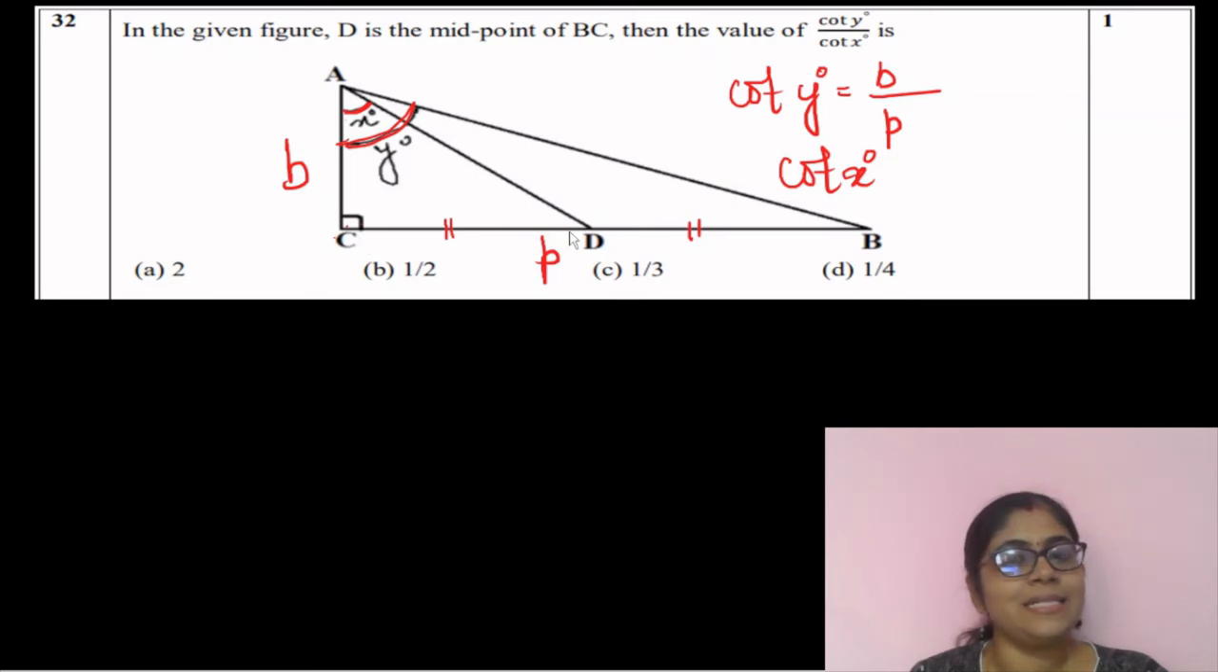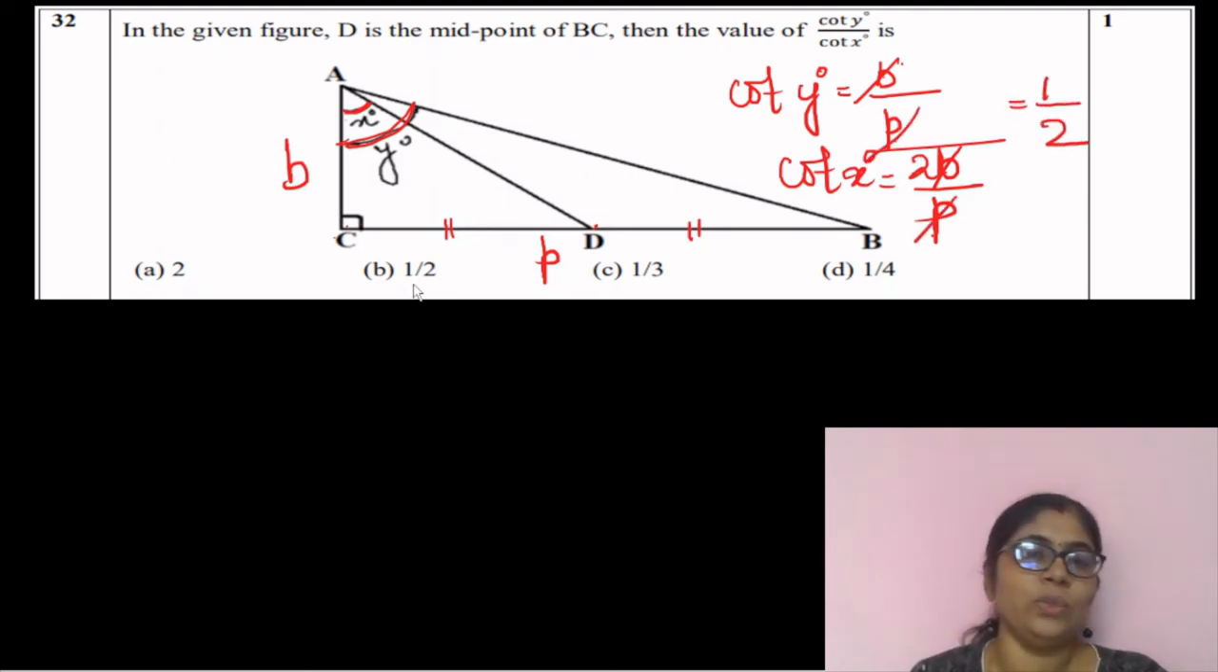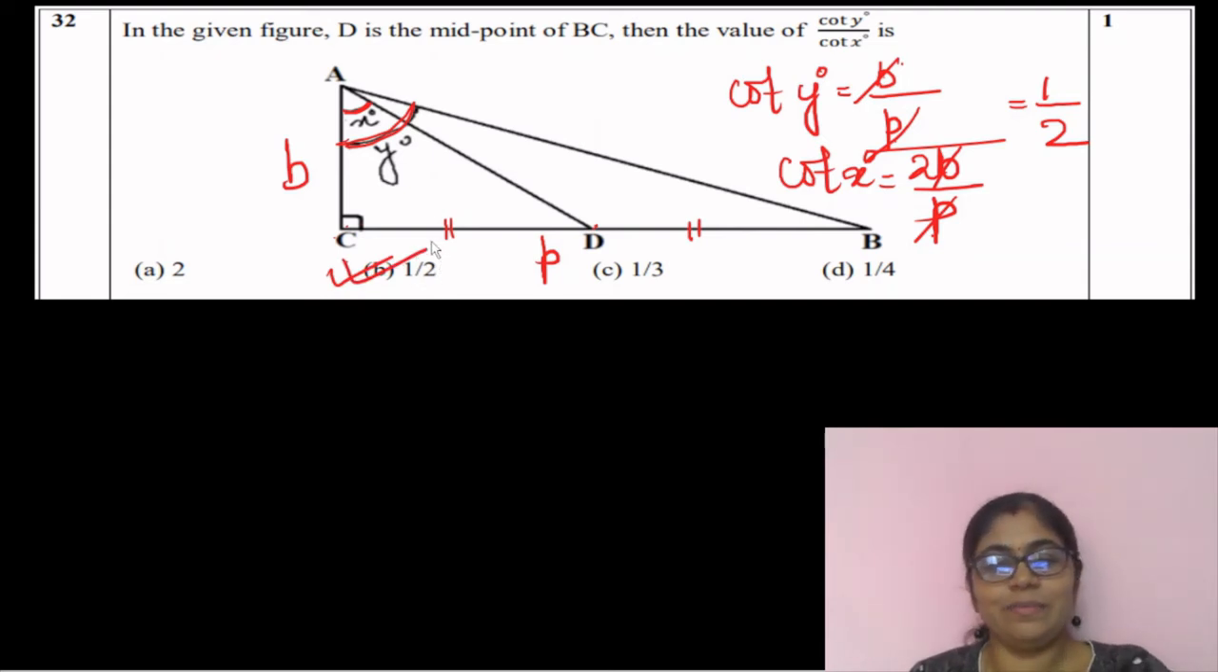AC by CD. So what is CD? CD is P by 2. So 2B by P. So cot y by cot x is equal to B by P divided by 2B by P. So 2B and B cancel, P and P cancel, and the answer will be 1 by 2. So option B is the right answer here.